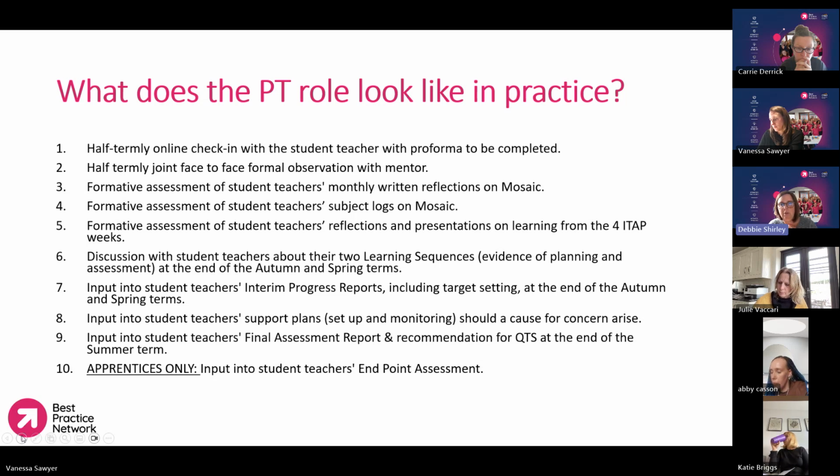There are interim progress reports, including target setting, which Vanessa has already talked you through. And of course, if a cause for concern arises or there's an additional learning need, there may be some additional support plans and review points as part of that. And you would be encouraged to be part of the setup and monitoring of those, as you know the student teacher best alongside the in-school mentor. There's a final assessment report, and obviously that recommendation for QTS that we were talking about earlier, and an endpoint assessment.